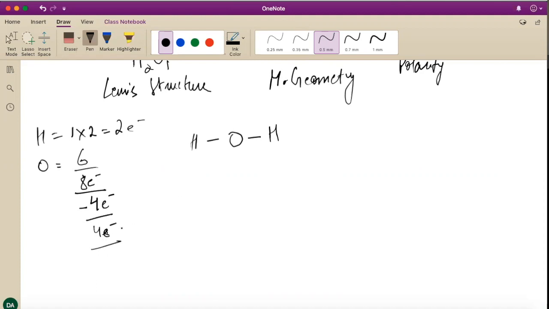So you have 4 electrons. So what do you do here? You give them to oxygen. 2 on the top and 2 on the bottom. So you're going to show them as lone pairs. So you can show that there are 2 lone pairs like that, right?